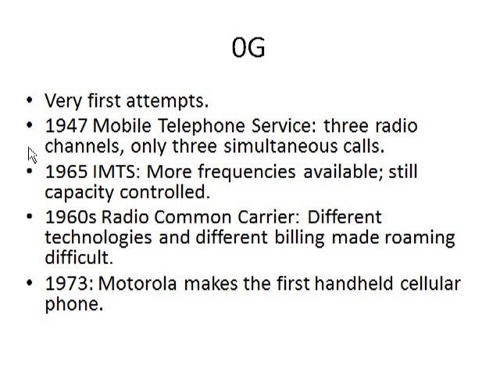Okay, 1965, more frequencies were available, but because you didn't have a lot of scalability, because each phone call took up so much airspace, there was still capacity control. Okay, 1960s, there was Radio Common Carrier, which was a competitor to the mobile telephone service. And so nothing that was really nationwide. Really, the first mobile cellular phone was in 1973. The first one that was really used beyond any kind of small scale was a Motorola phone in 1973.